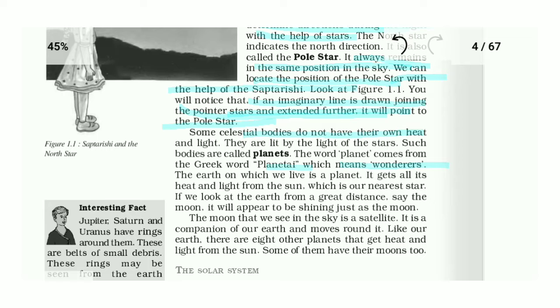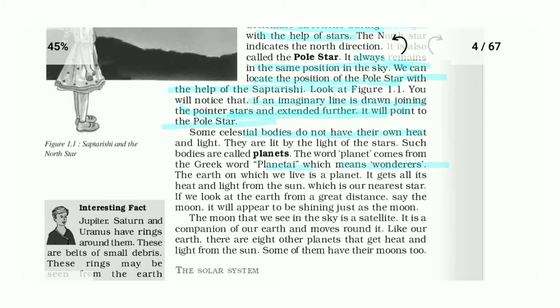The earth on which we live is a planet. Obviously, earth is a planet. It gets all its heat and light from the sun, because it is the nearest star, and we are revolving around it in 24 hours. So obviously we will have all our light from the sun only.